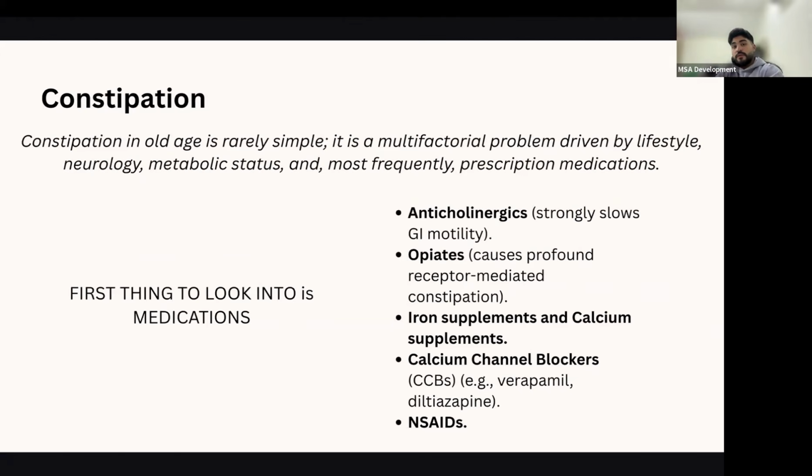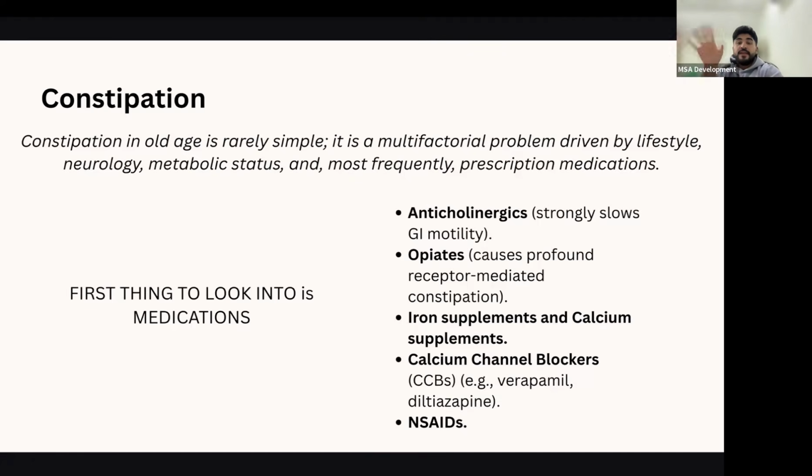Constipation. Constipation is not simple, especially in geriatrics. If I get a geriatric patient who has constipation, I'm going to think there could be some neurological triggers going on, maybe cancer, maybe medications. So I need to be very careful and look into this deeply, not lightly. Not just, oh, you have constipation, just increase your fiber intake. No, you have to take it really seriously.